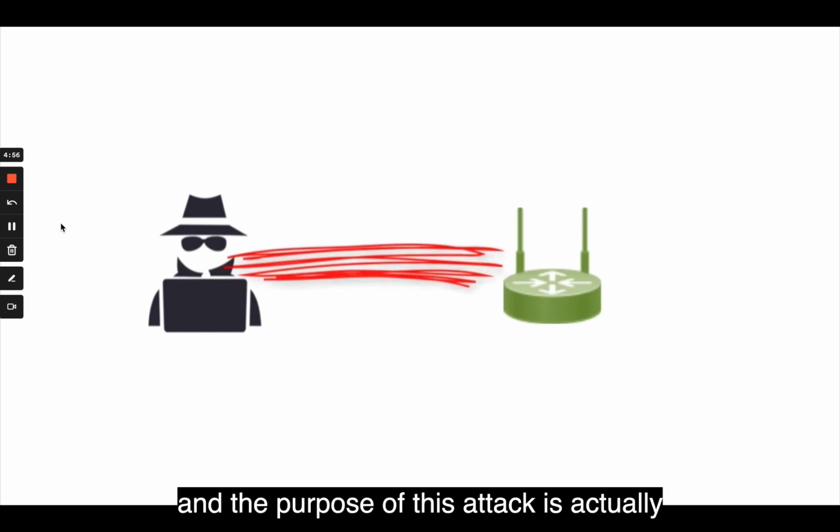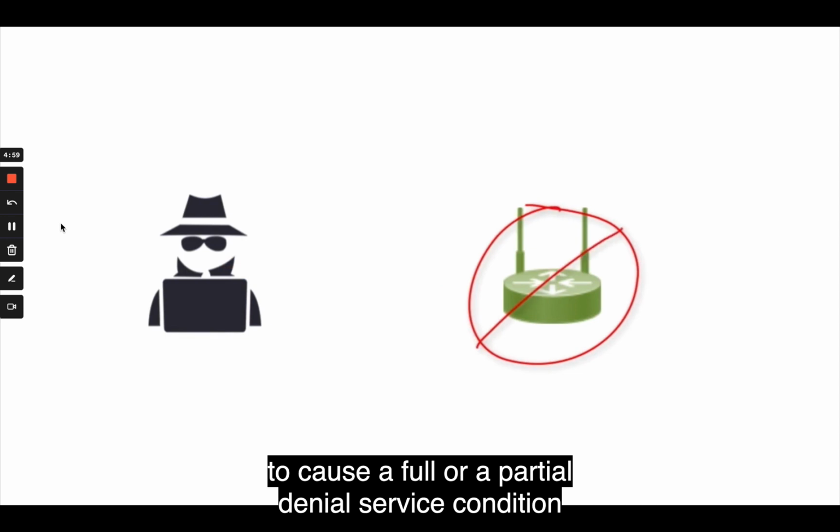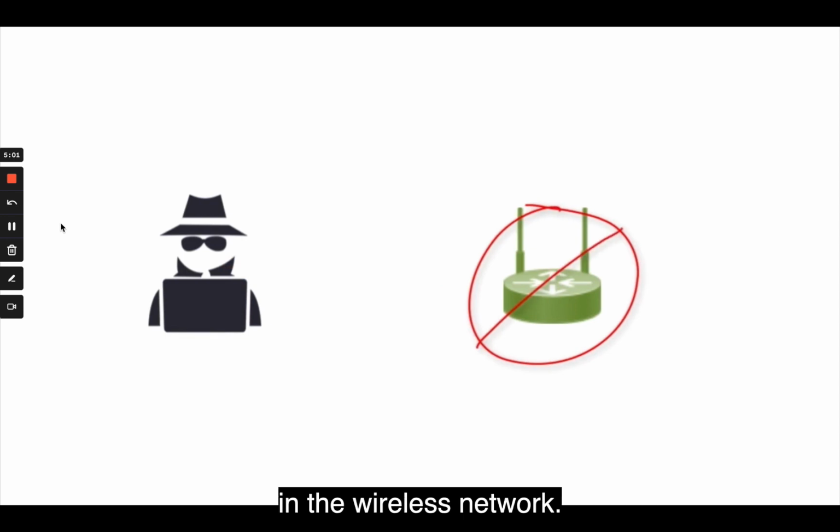Another attack is jamming the wireless signal to cause interference. The purpose of this attack is to cause a full or a partial denial of service condition in the wireless network.